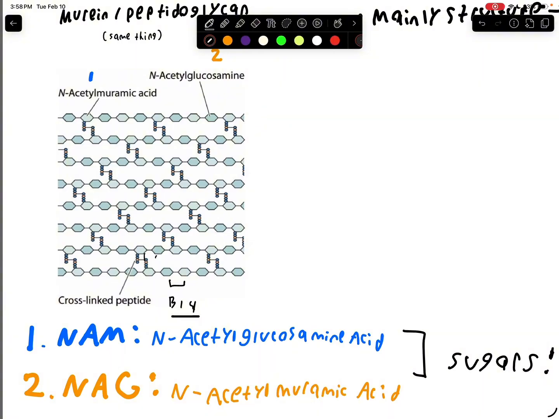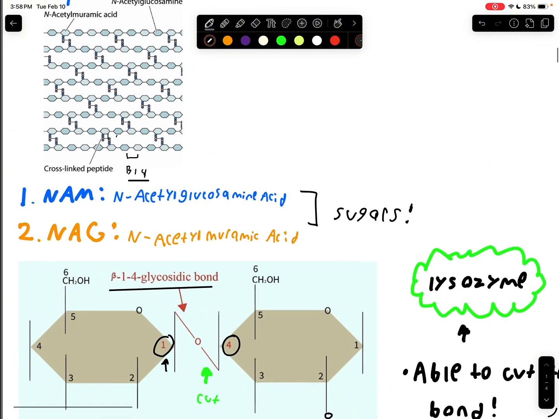And so let's get into that. The first part, these sugars, is the backbone. As you can see, it is just a bunch of layers of sugars like this. Now, the way these sugars are connected are by these peptides, right? And you can see that connection right there. And so we need to talk about both parts. So we'll start with the backbone.